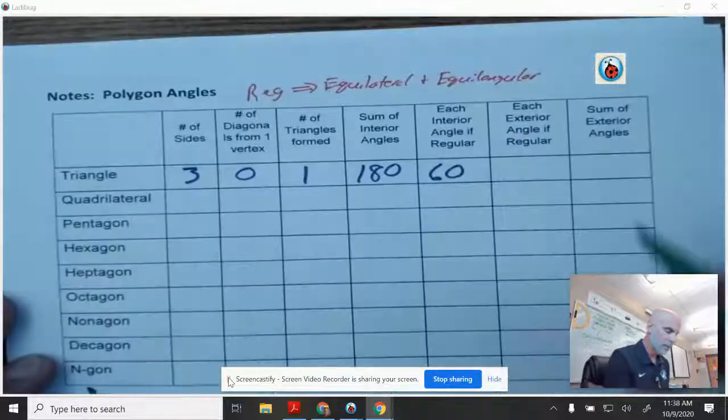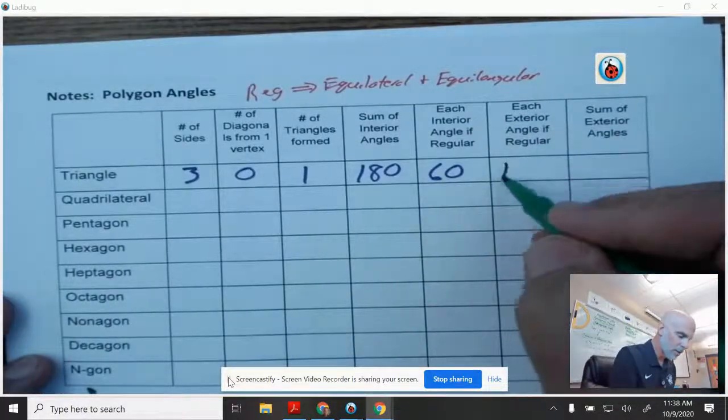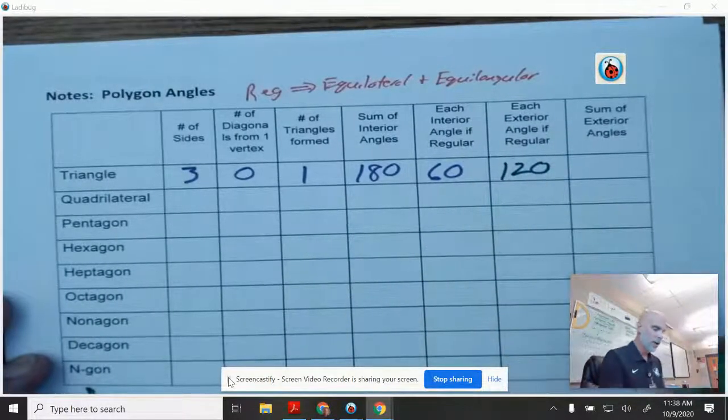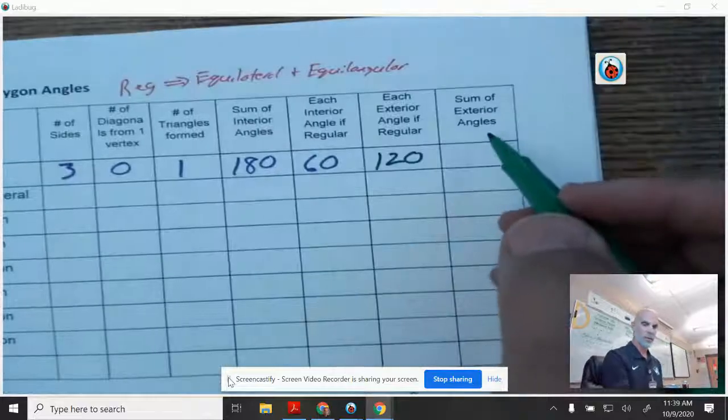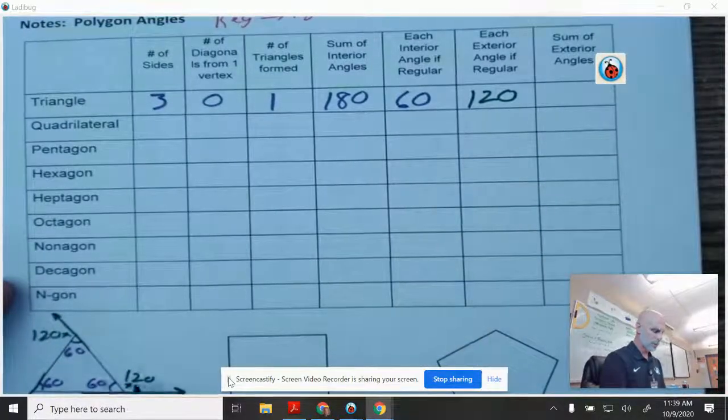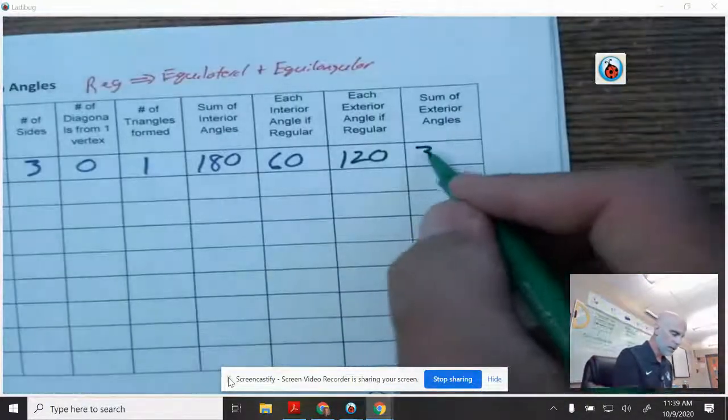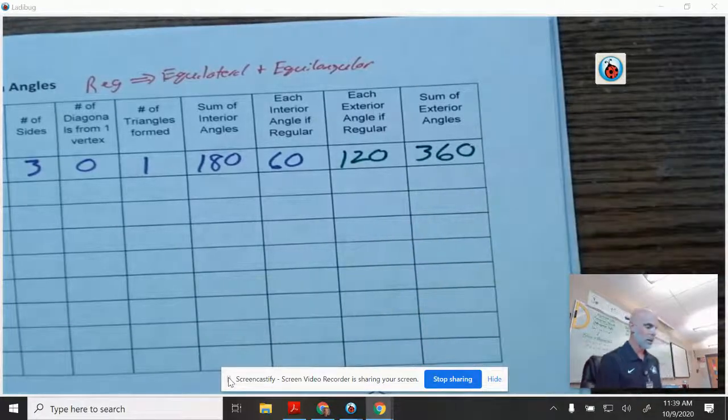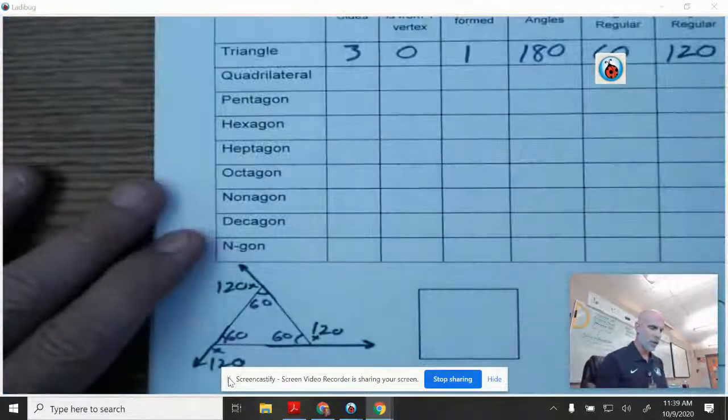And that's what it says to do right here. Each exterior angle is 120. And the sum of the exterior angles, well, that would be 120 plus 120 plus 120. That is 360. All right, let's do the quadrilateral.